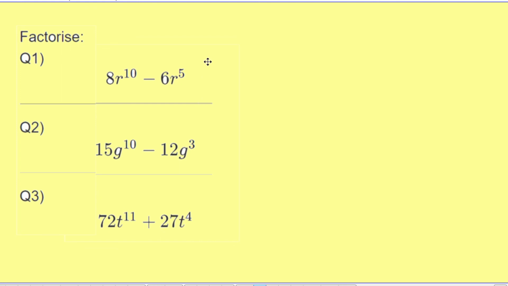Okay, on to the most difficult then. So we've got, again, we're starting with a bracket. We're looking for the common number between 8 and 6, which is going to be 2. And then you put the smallest number of letters outside, the smallest letters. So we've got r to the power of 5 and r to the power of 10. So r to the power of 5 is smaller, so that's what we're going to put outside, r to the power of 5.